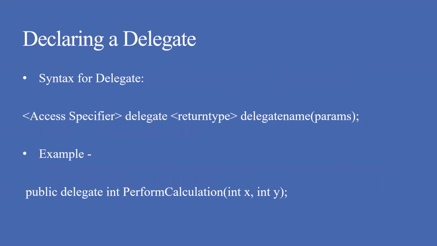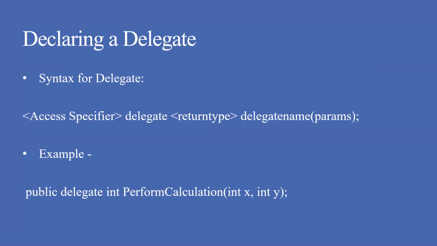Now, the syntax of a delegate is: first we give the access modifier like public, private, protected, internal, or even protected internal. Then we write the delegate keyword. Then we write its return type. And then we write the delegate name, and in the brackets we can give the parameters. It can have one parameter or multiple parameters.